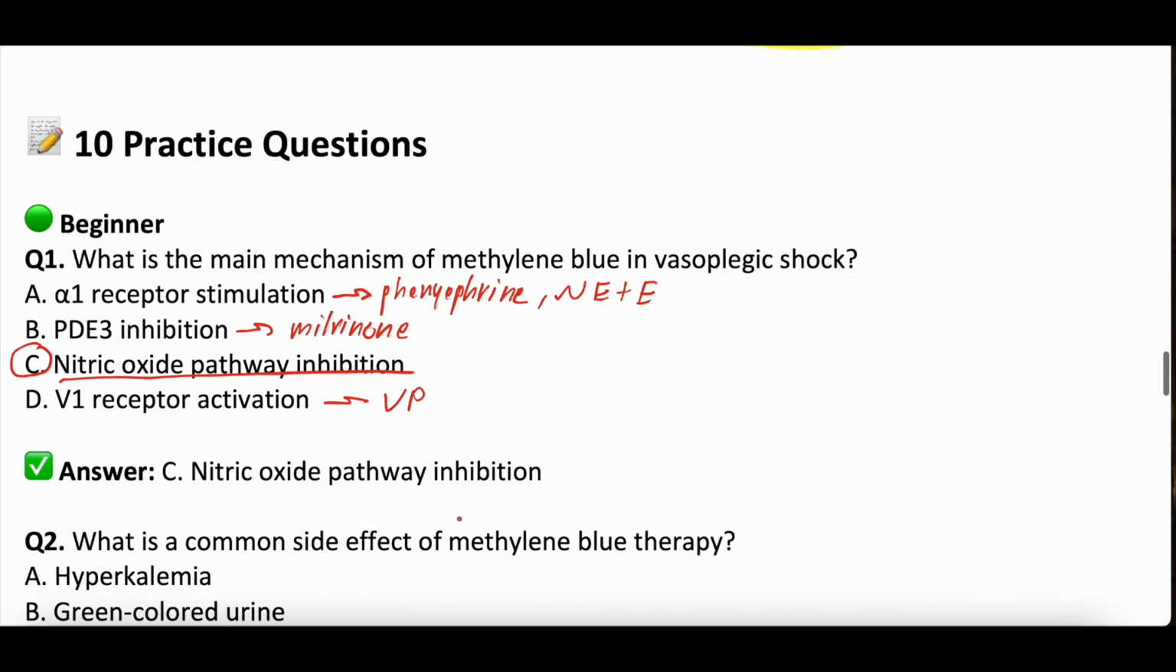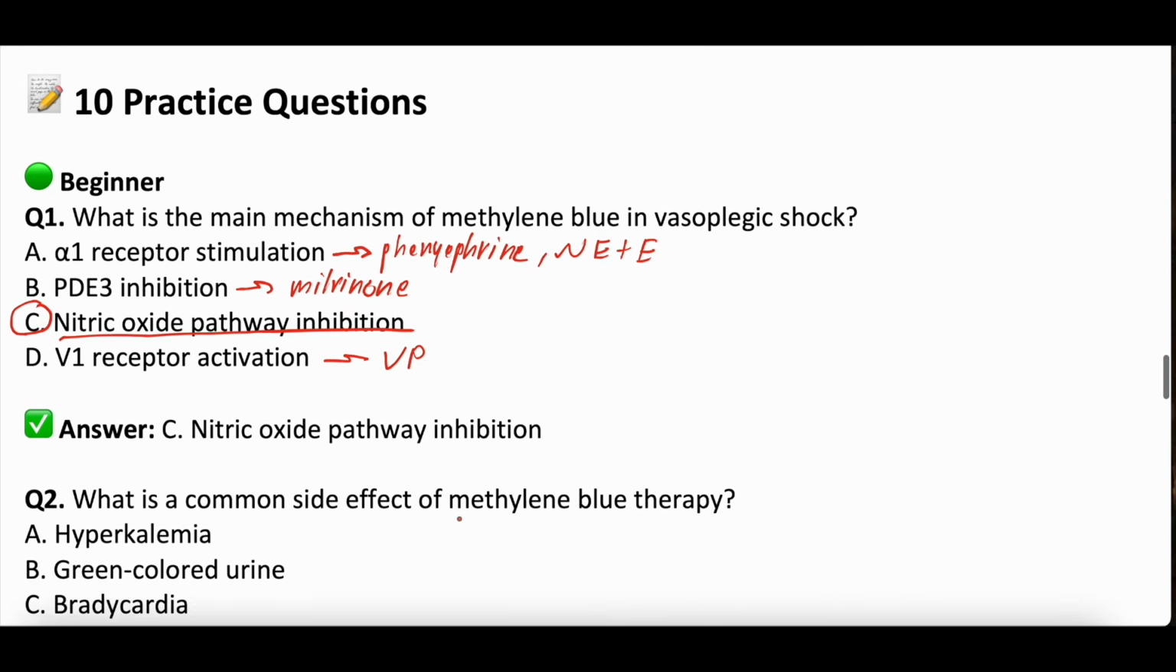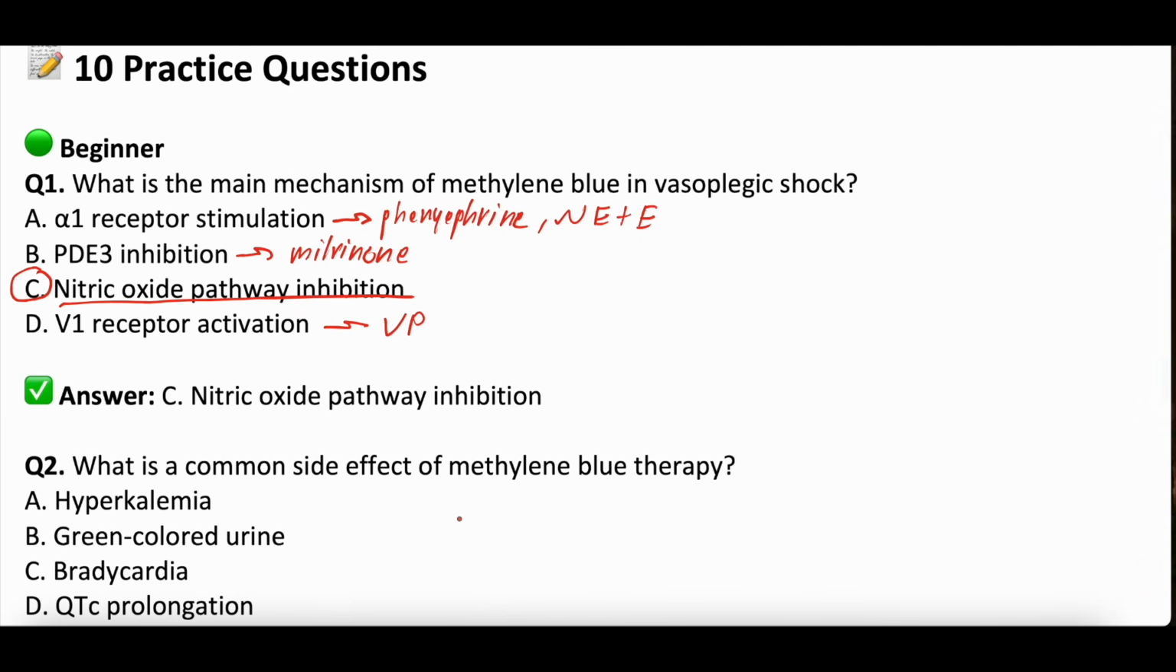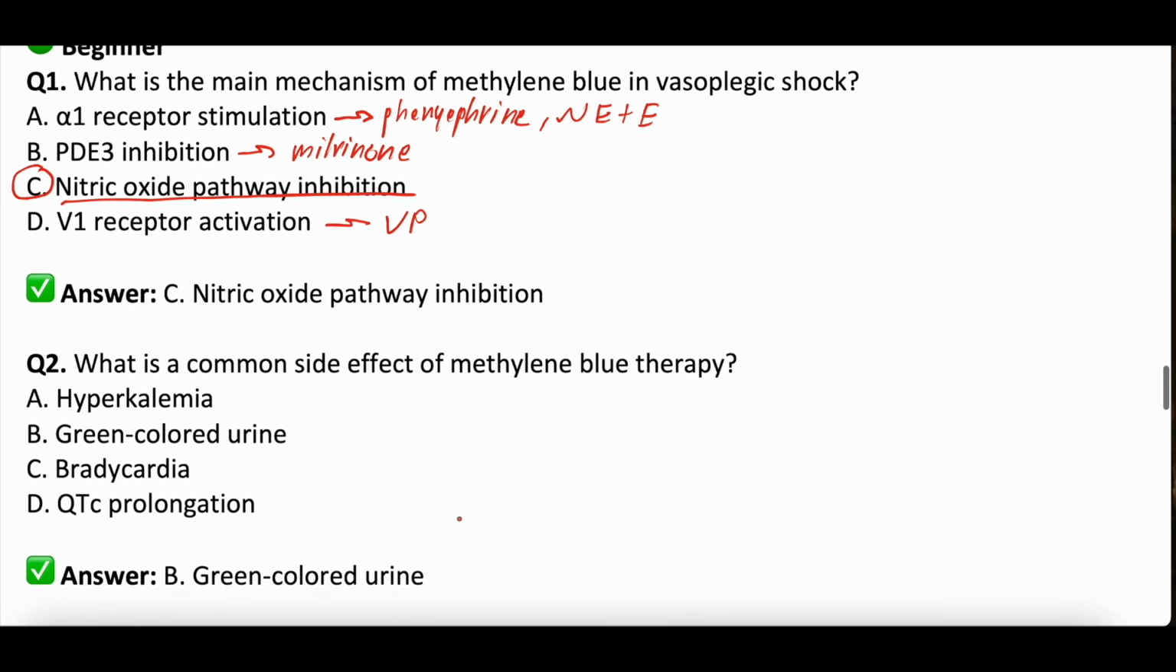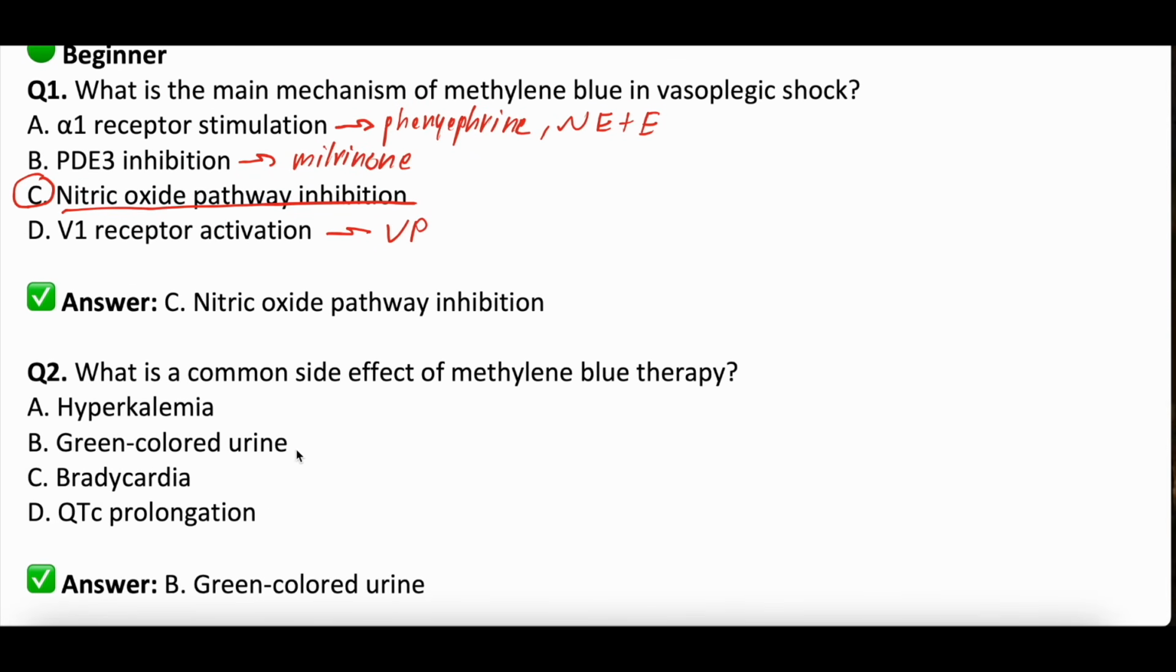All right, question number 2. What is a common side effect of methylene blue therapy? A, hyperkalemia. B, green-colored urine. C, bradycardia. Or D, QTc prolongation. Pause here. We're going to go into the answer. The answer is B, green-colored urine. So as you mentioned, green-colored urine is a harmless side effect of methylene blue.